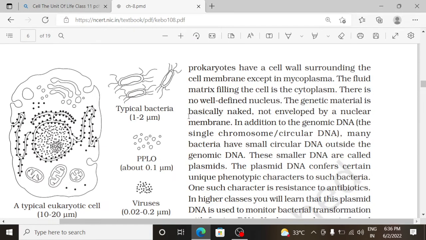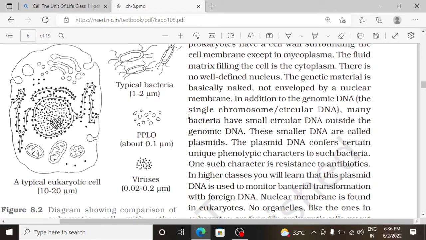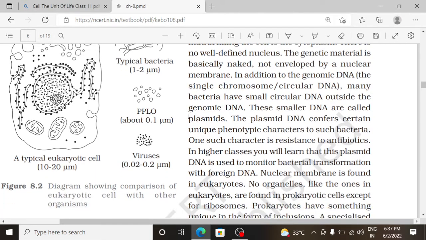All prokaryotes have a cell wall surrounding the cell membrane except in mycoplasma. The fluid matrix filling the cell is the cytoplasm. There is no well-defined nucleus. The genetic material is basically naked, not enveloped by a nuclear membrane. In addition to the genomic DNA, the single chromosome or circular DNA, many bacteria have small circular DNA outside the genomic DNA. These smaller DNA are called plasmids.